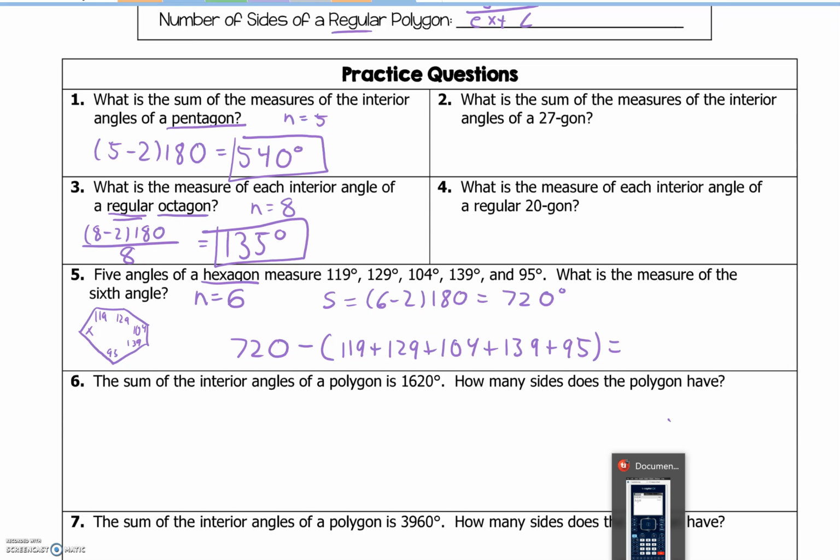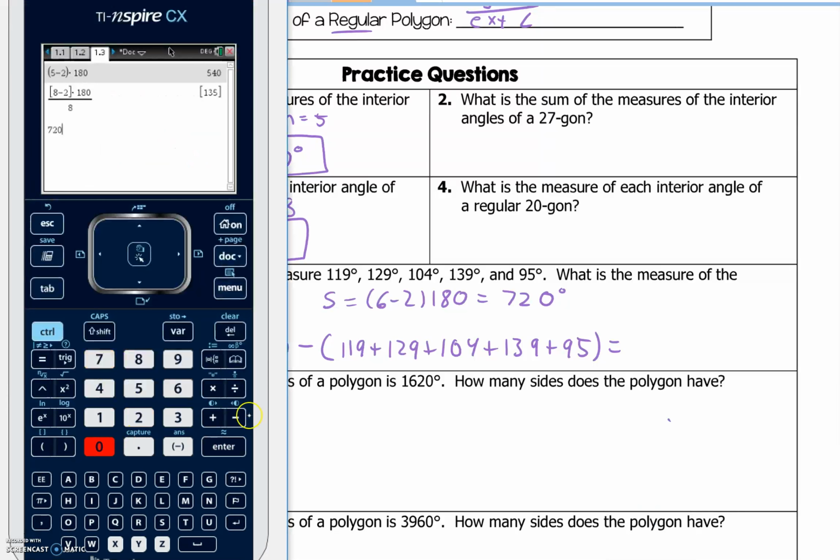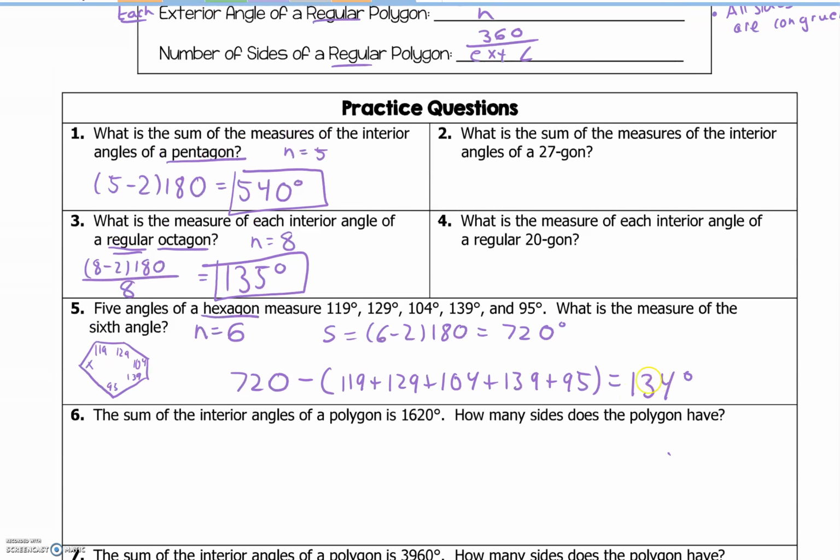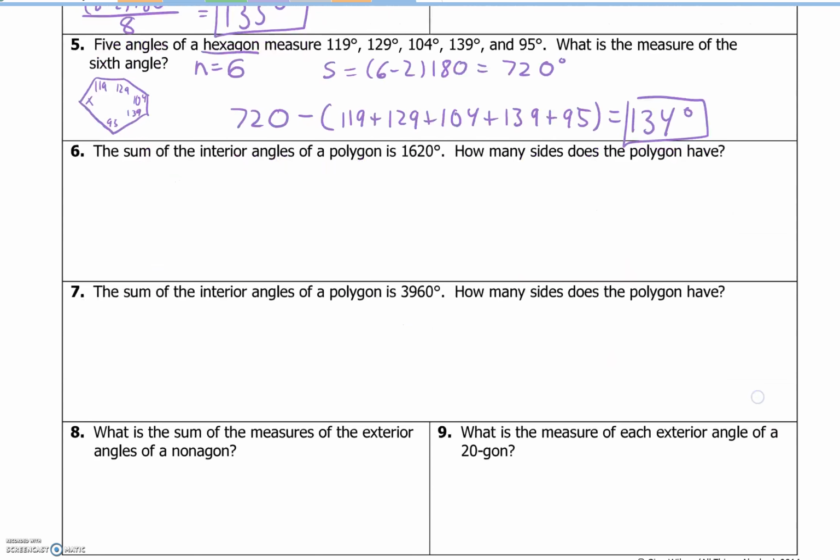I can plug it in my calculator exactly as that looks: 720 minus, and I'm going to put in parentheses all of my angles, 119 plus 129 plus 104 plus 139 plus 95. And I find that my remaining angle is 134 degrees. If I wanted to double check that, I could add up all 6 of the angles: 119 plus 129 plus 104 plus 139 plus 95 plus 134, and that should equal 720, which it does.